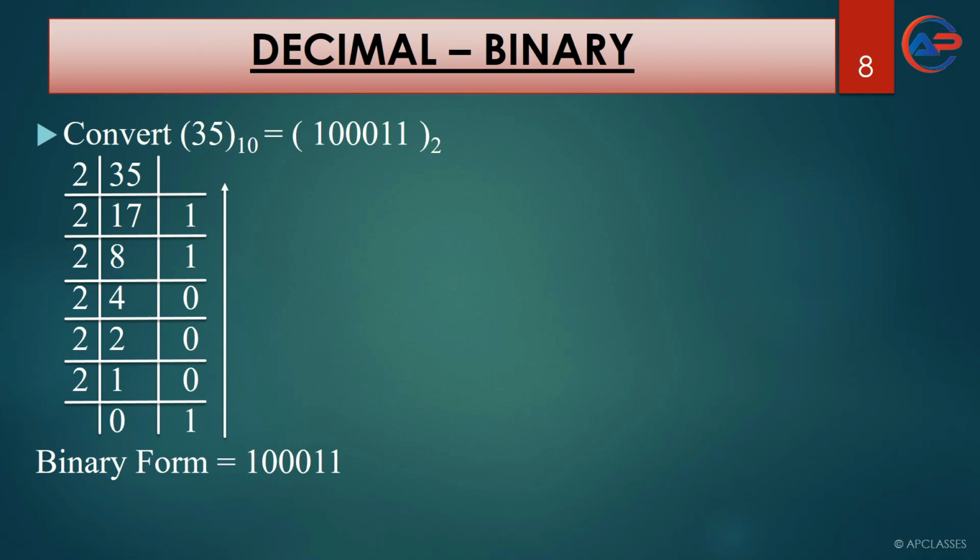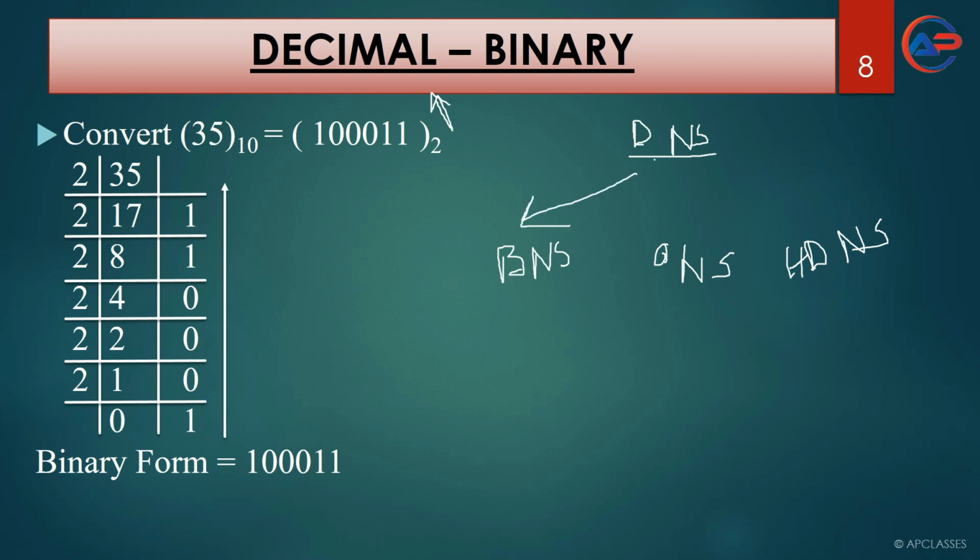When we study decimal to binary, decimal to octal, and decimal to hexadecimal, it is quite easy for us. You just have to remember a simple formula. Whenever you have to convert a decimal number to any number system, whether you want to convert it to binary, octal, or hexadecimal, simply you have to divide the number. In all the cases you have to divide.